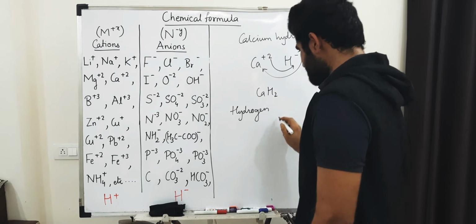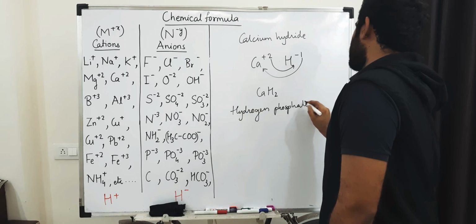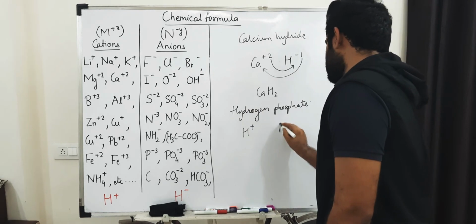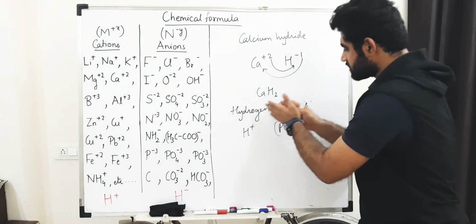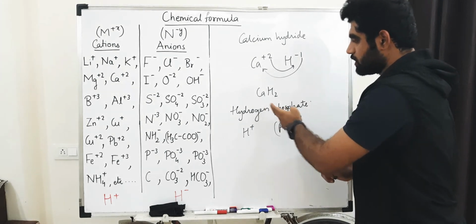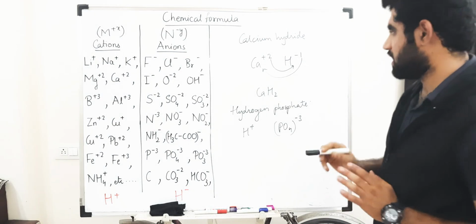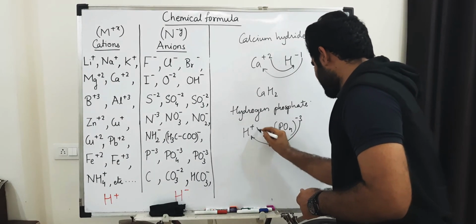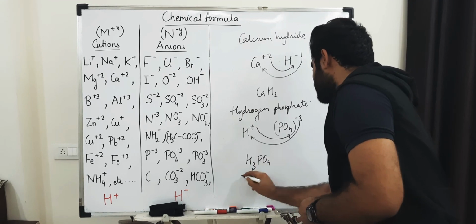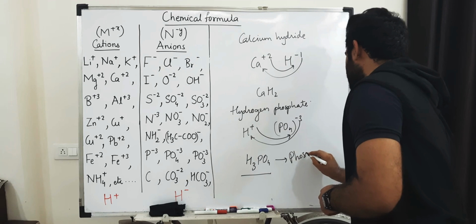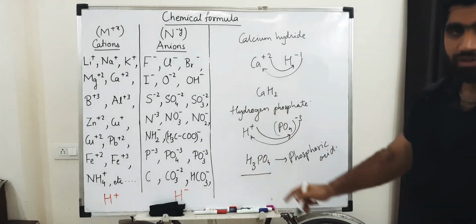Let's take one positive hydrogen also. Hydrogen phosphate. Hydrogen single plus, phosphate PO4 raised to minus 3. Pay attention here, hydrogen connected to which group, that is what matters. If it is connected to an anion, it is behaving as a cation. If it is connected to a cation, it will behave as an anion. So this 3 goes here, so it becomes H3PO4. If you observe, this is nothing but your phosphoric acid. So when you connect phosphate with hydrogen, it forms phosphoric acid.